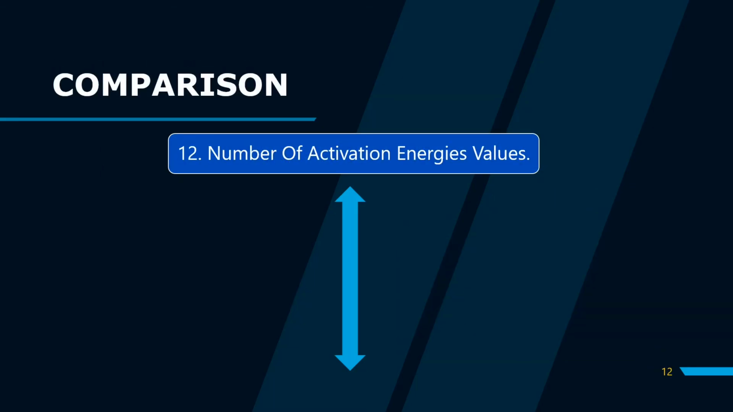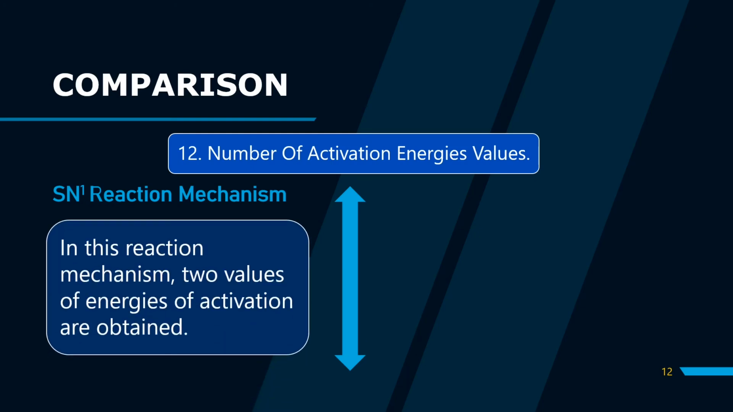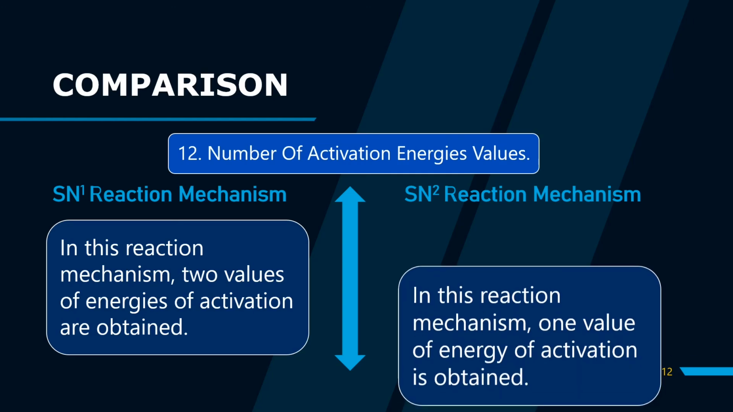Now let us consider the 12th difference, the number of activation energy values we obtain. For the SN1 reaction mechanism, two values of energy of activation are obtained. For the SN2 reaction mechanism, only one value of energy of activation is obtained.